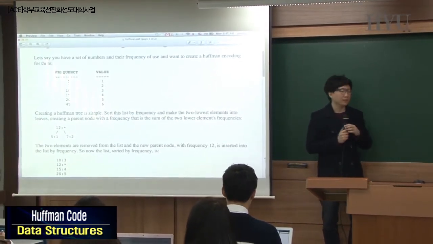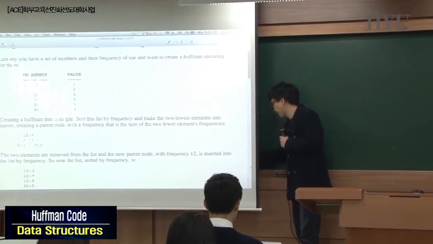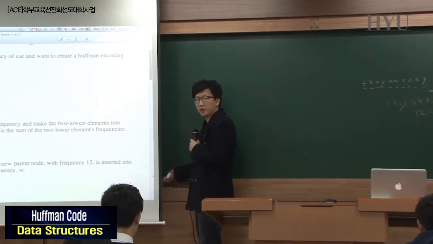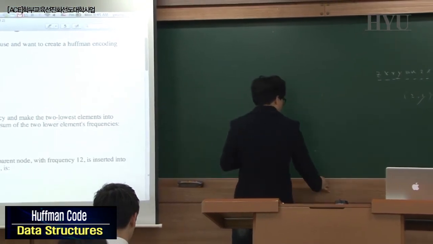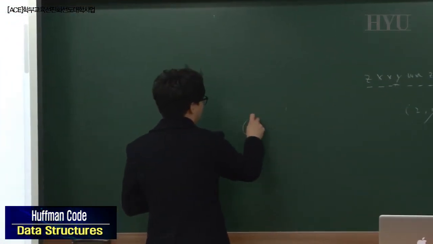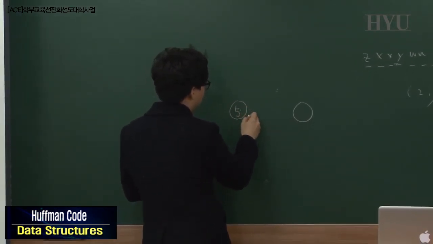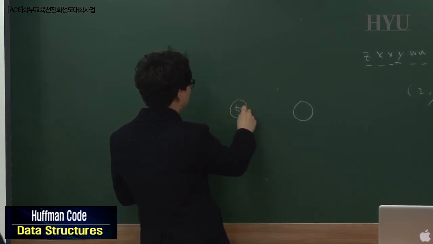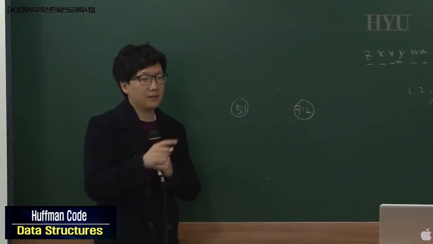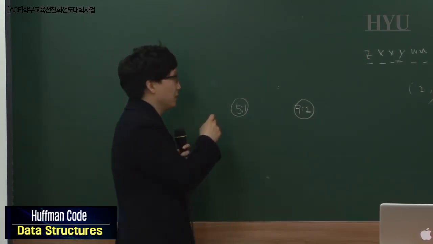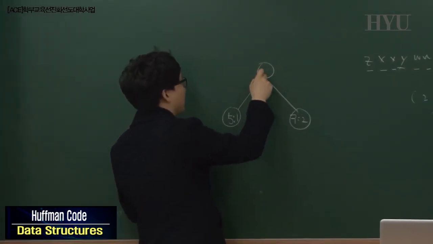So I put those as leaves. A leaf is at the bottom of the tree; it doesn't have any children. Leaf, 5 and 7. They go this way. 5 is 1, 7 is 2. The parent will be the sum of these frequencies: 5 plus 7, 12.